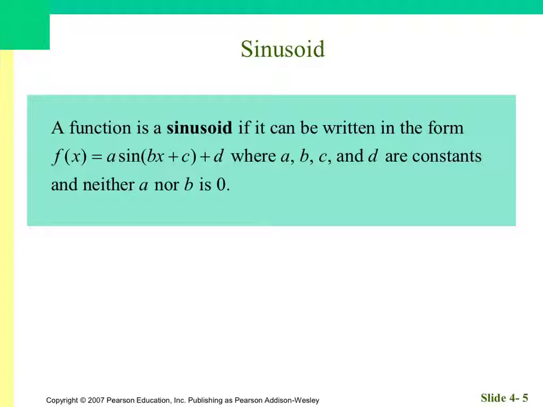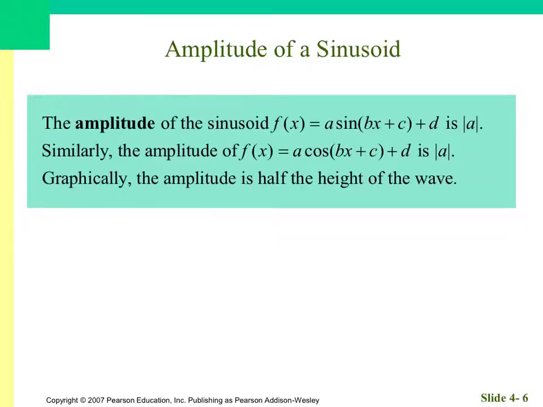A function is a sinusoid if it can be written in the form f of x equals a times the sine of the quantity bx plus c, and then plus d, when neither a nor b is 0. Same thing for cosine. The amplitude is the absolute value of a.